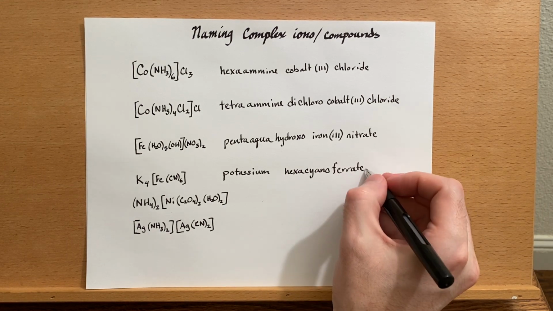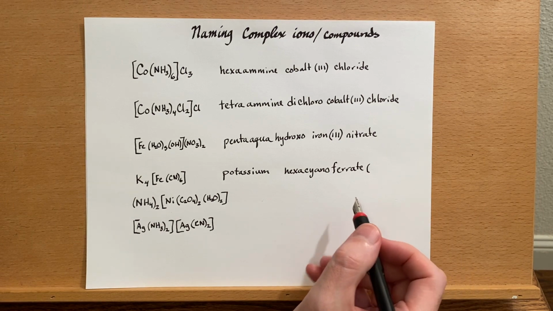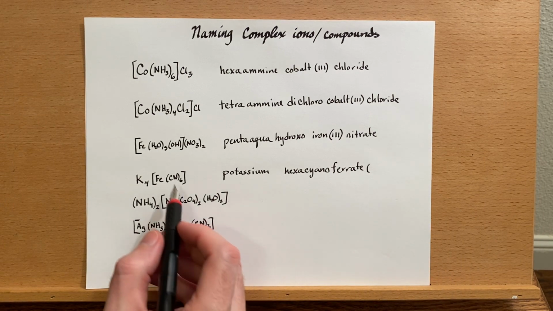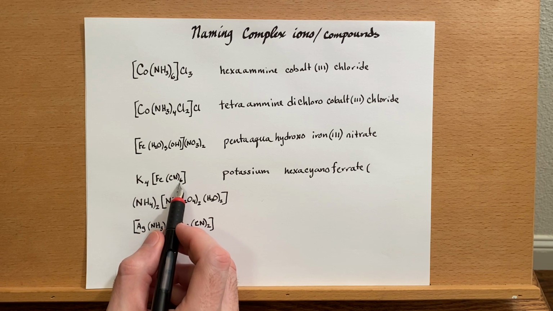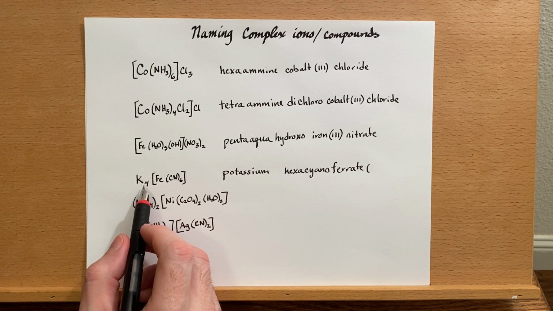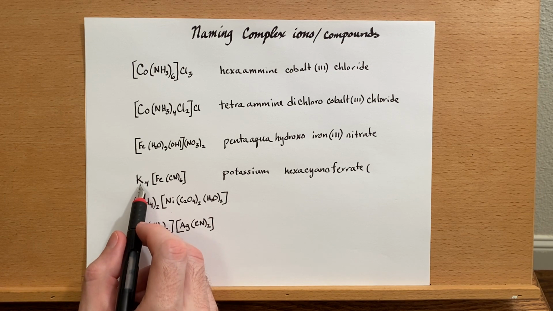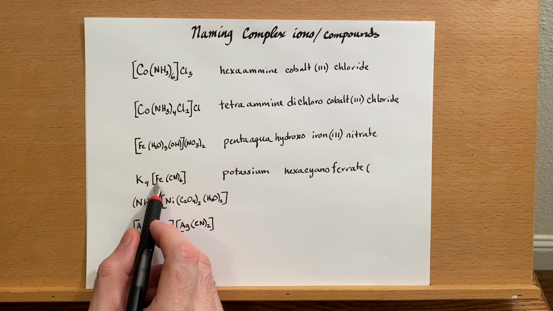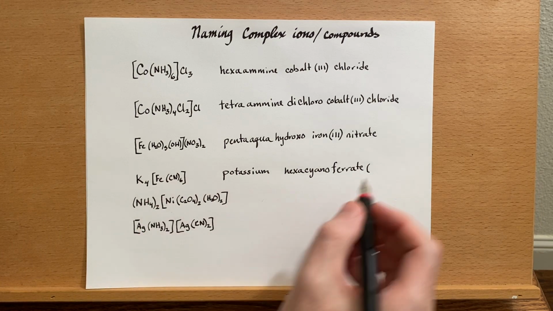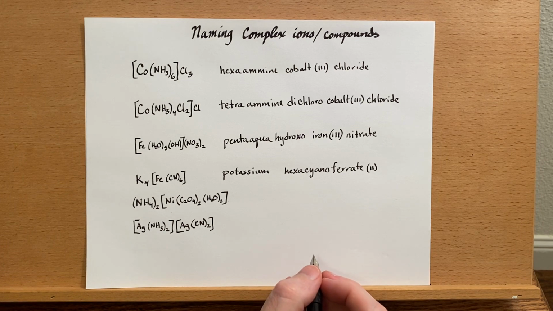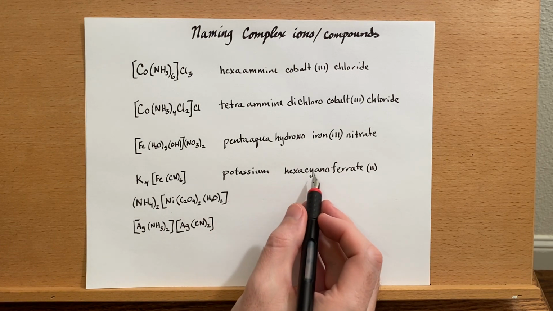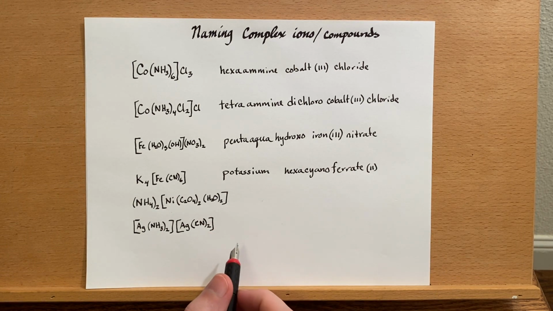So ferrate, and then we have to evaluate the charge on it. So cyanide is a negatively charged ligand. There's 6 negative charges. Potassium is a +1 charge on it. So that leaves us with 2 positive charges for the iron. So ferrate(II). So potassium hexacyanoferrate(II).